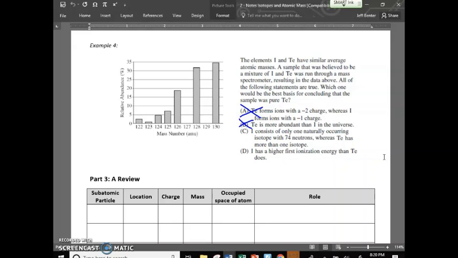D, iodine has a higher first ionization energy than tellurium does. If you remember, ionization energy is the energy to remove an electron. Again, that has nothing to do with mass, so let's go ahead and cross that one out too. And hopefully our answer is C. So let's revisit C and see if that makes sense here.